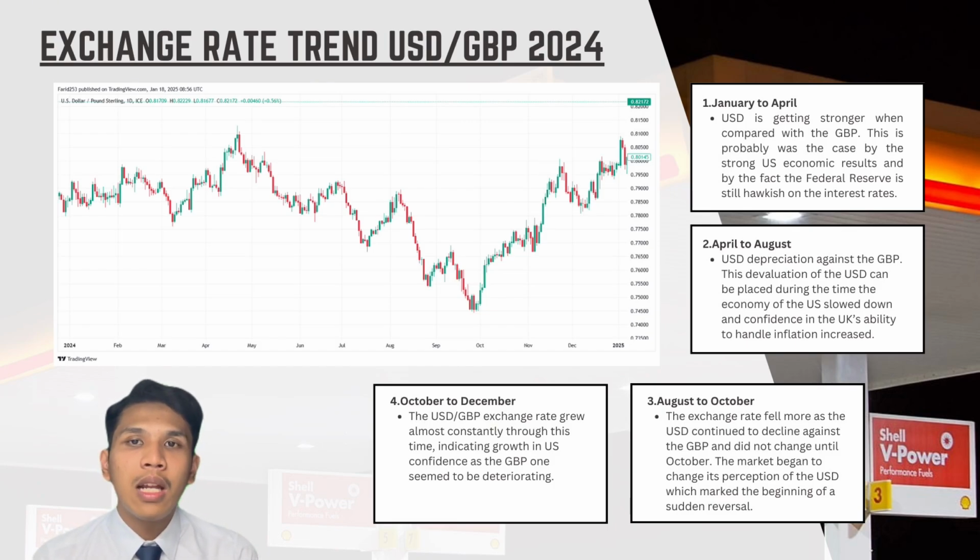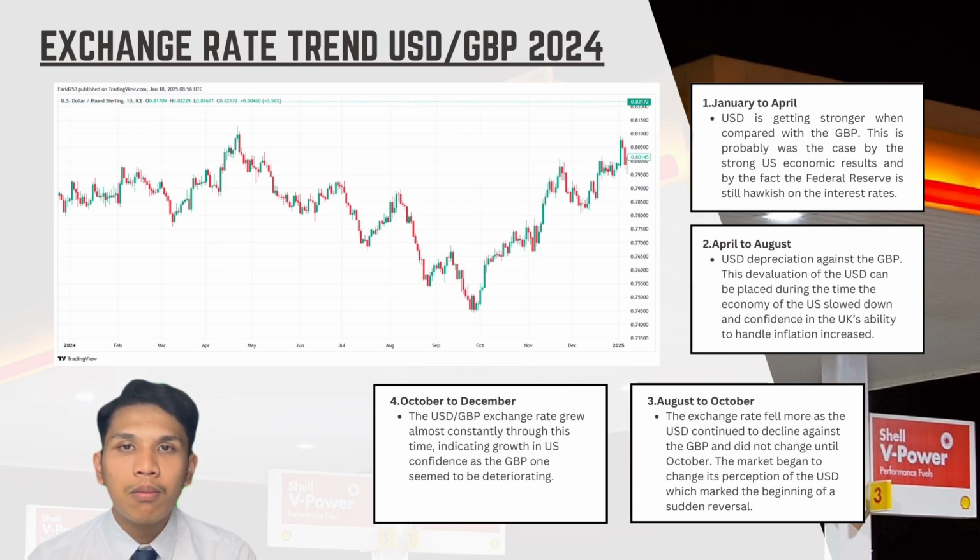The Federal Reserve announced a likely pause on interest rate increases for June 2024 owing to the threat of uncontrolled economic growth. This significantly affected the USD again. In contrast, the Bank of England increased the interest rate, which resulted in a stronger GBP. August to October, the exchange rate fell more as the USD continued to decline against the GBP and didn't change until October. The market began to change its perception of the USD, which marked the beginning of a sudden reversal.